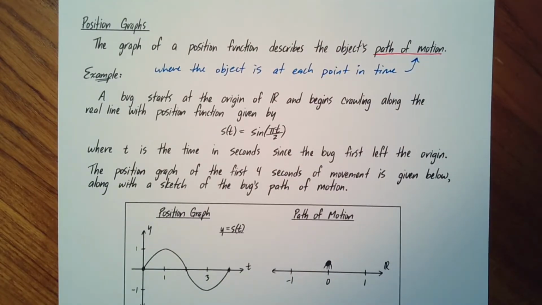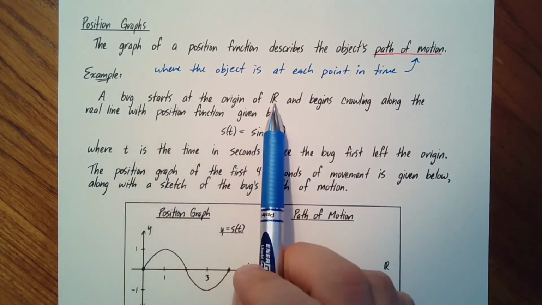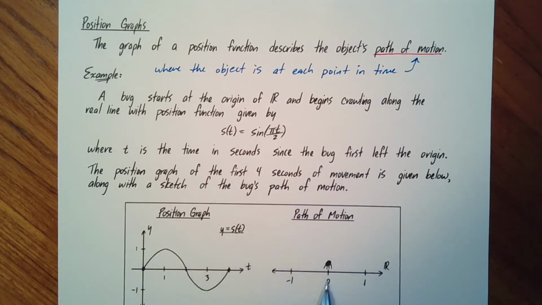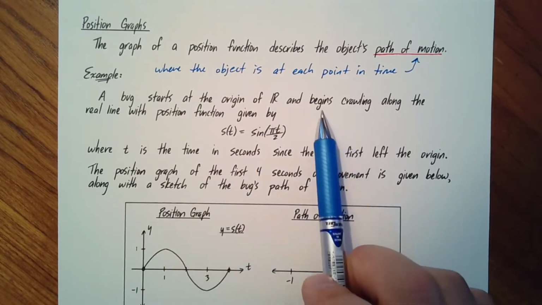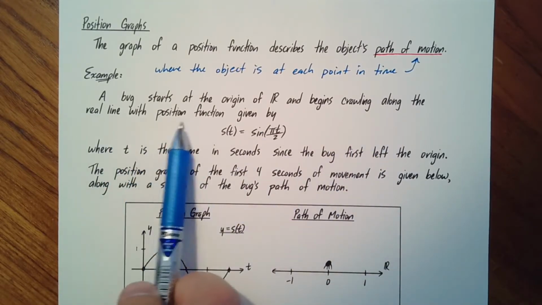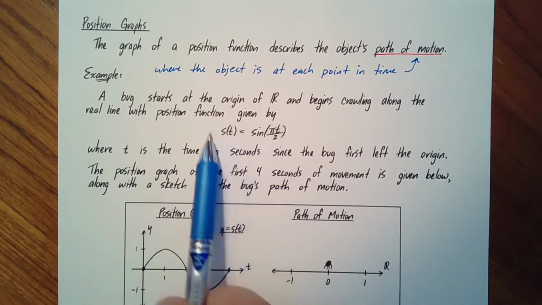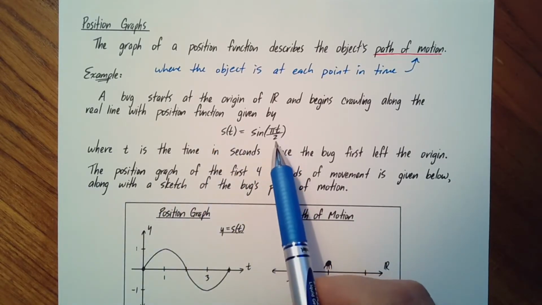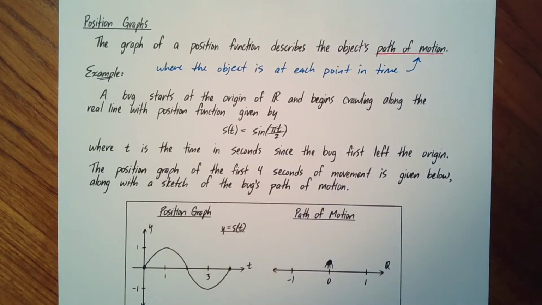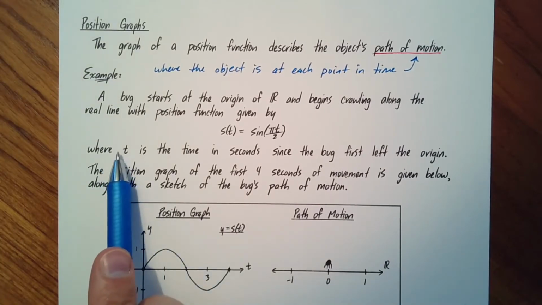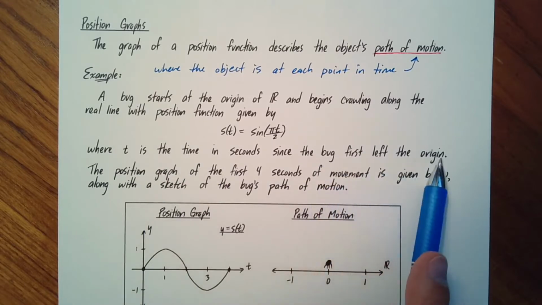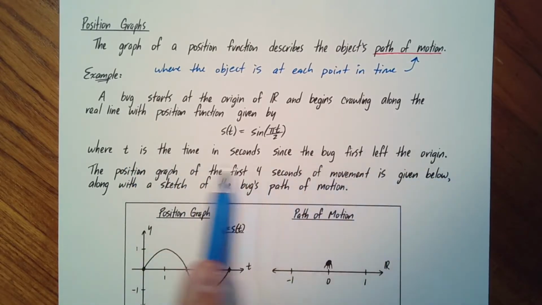What's happening? So we've got a bug, and it starts at the origin of R. Remember, this is the real line, right? So this is the picture down here. You can see the bug is starting at the origin of the real line, and it begins crawling along the real line with position function given right here. We're given the position function s of t is given by the sine of pi times t over 2. So it looks like it's a compressed, or in this case actually a stretched sine wave, where t is given as the time variable, as usual, but it's measured in seconds since the bug first left the origin. Okay, so this tells us how to interpret the time variable t.